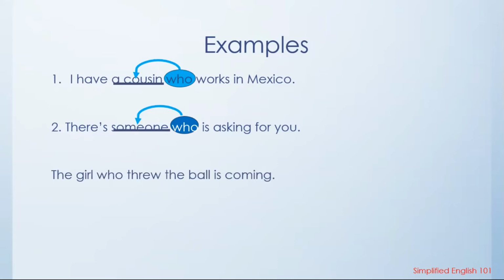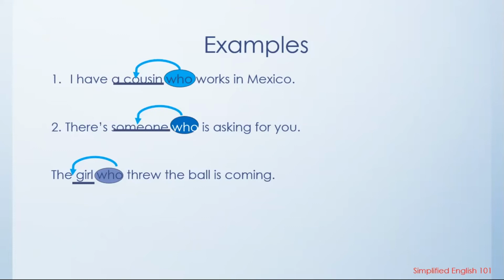Our third example says, the girl who threw the ball is coming. In this particular example, who relates to the girl who is the subject of the sentence. Since she is a subject and the doer of the action, then who is used correctly. Another way to look at it or to identify who is used correctly is to turn our statement into a question. It would read, who is coming? Our answer would be, she is coming. Who is she? The girl who threw the ball.